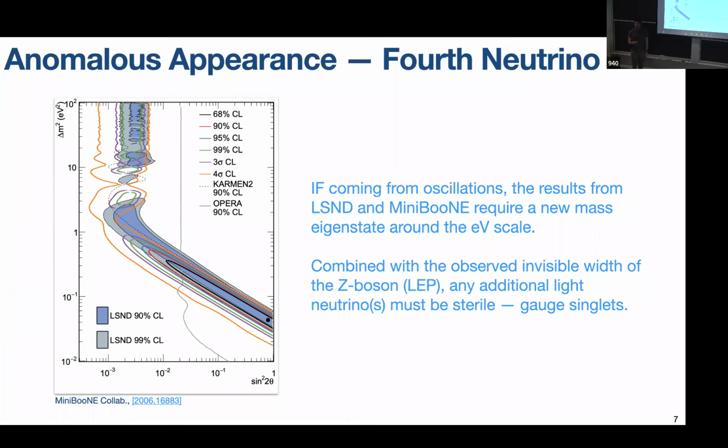We also know, though, from measurements of the Z boson, especially at LEP, that measurements of the invisible width of the Z boson indicate that there's only 3 species of neutrinos that the weak force can decay into. So if you're going to add any light neutral fermion state at the eV scale, it better be sterile, meaning that it better not interact with the standard model weak interactions.